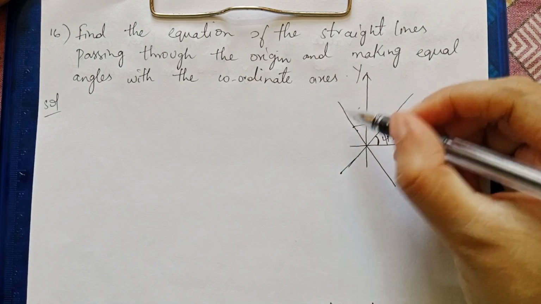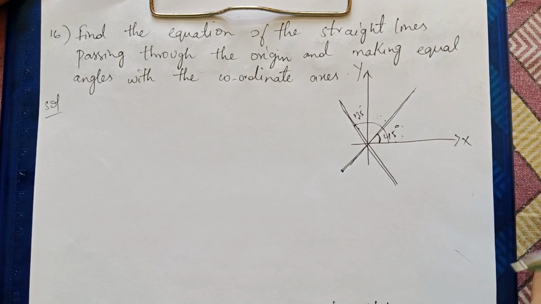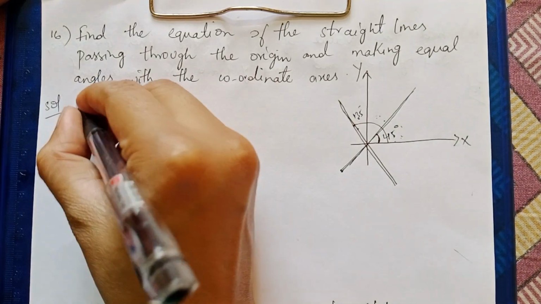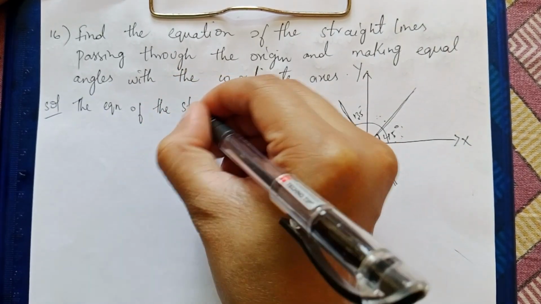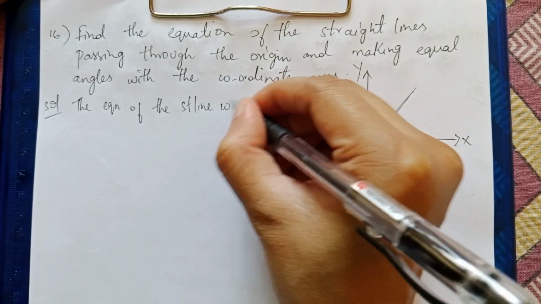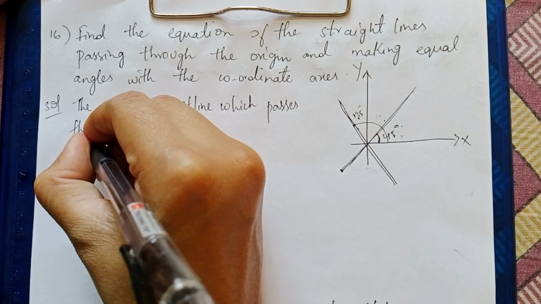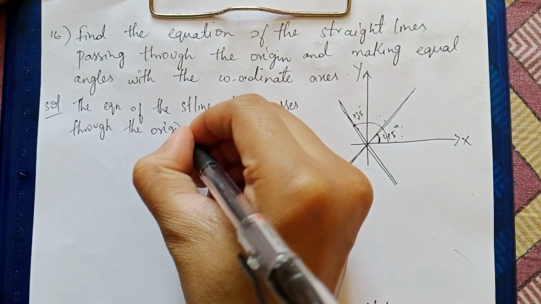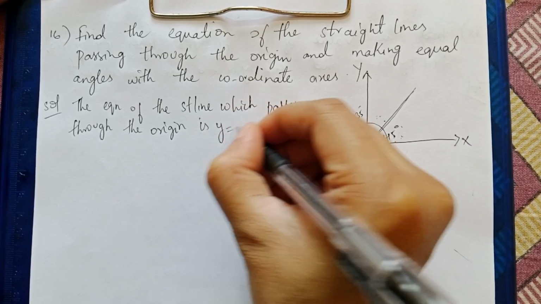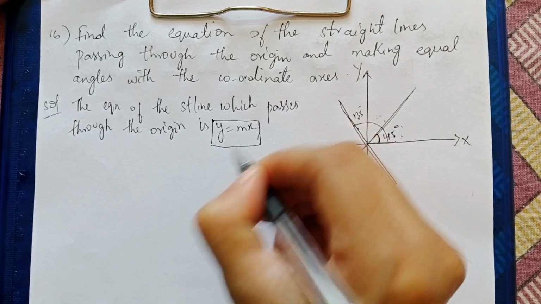Okay, with this line the angle will be equal to 135 degrees, and with this line the angle will be equal to 45 degrees. So we have two cases here, and we know the formula, the equation of the straight line which passes through the origin is given by the formula y is equal to mx. Okay, you have to remember this formula, y is equal to mx.